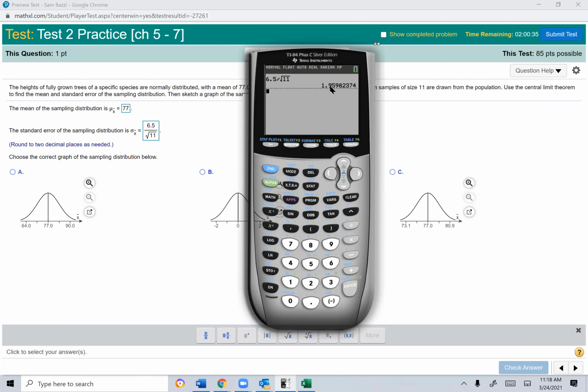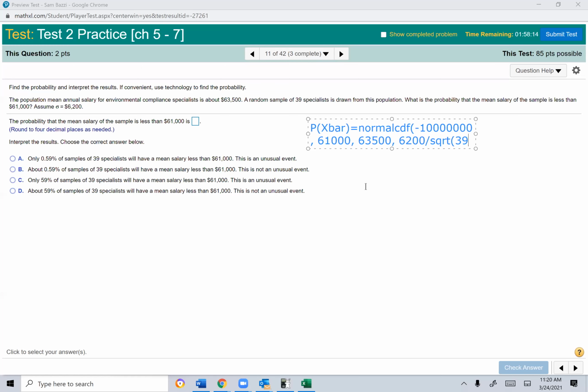Would I just put 6,200 or I have to take 6,200 and do what? Because this is the probability of the mean, not the probability of one value. It's a probability of the mean. So you take 6,200 and you divide it by what? Square root of 39. The square root of 39. Yeah. That's exactly what you should do, guys.